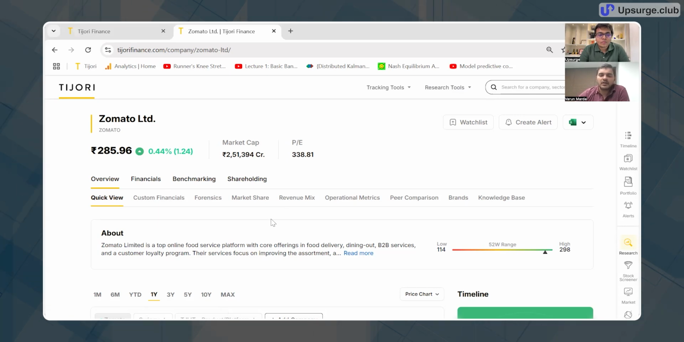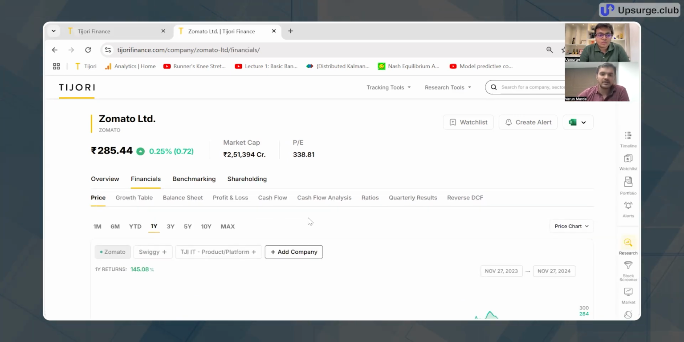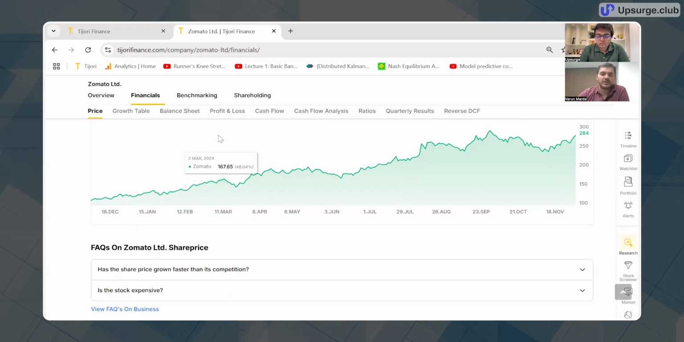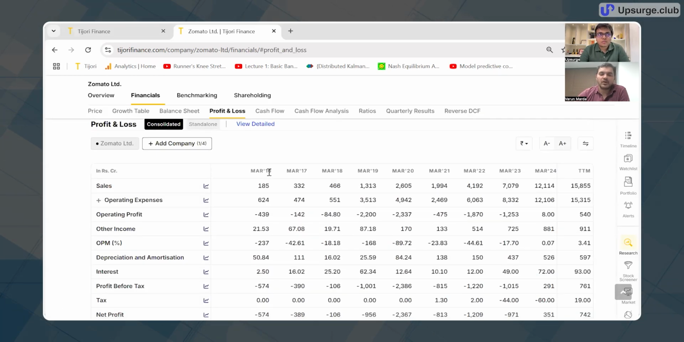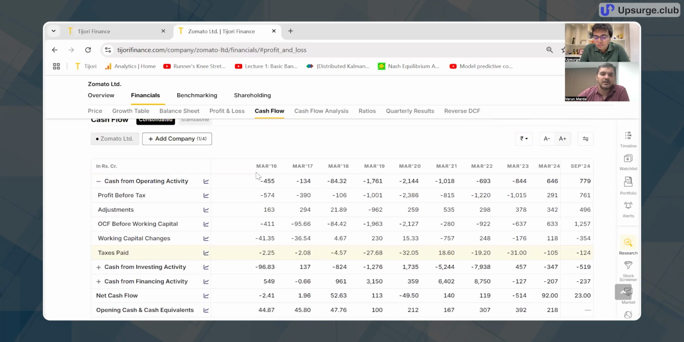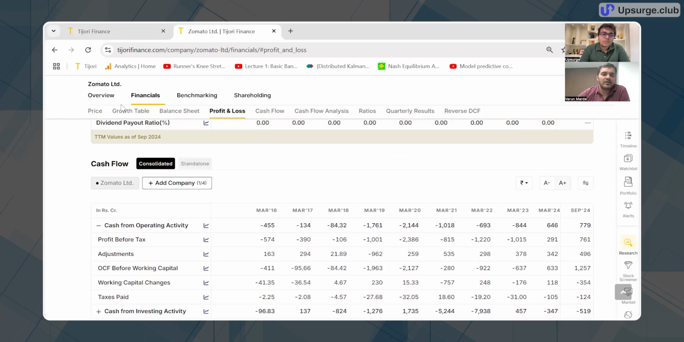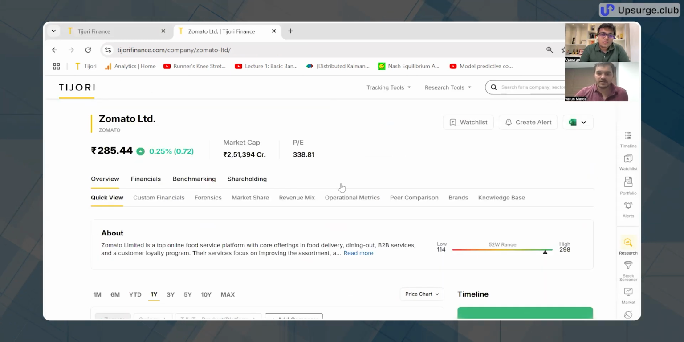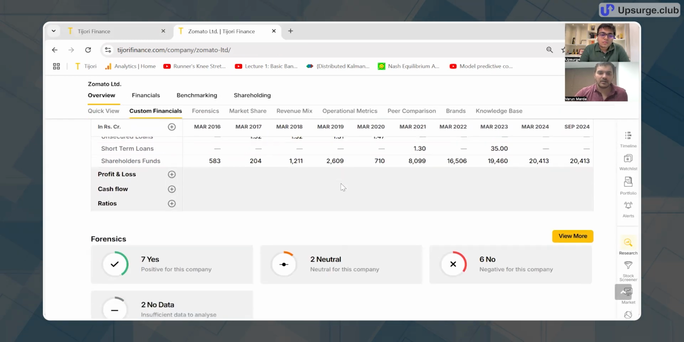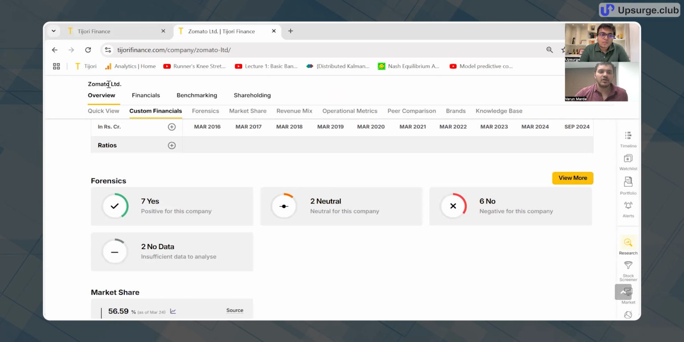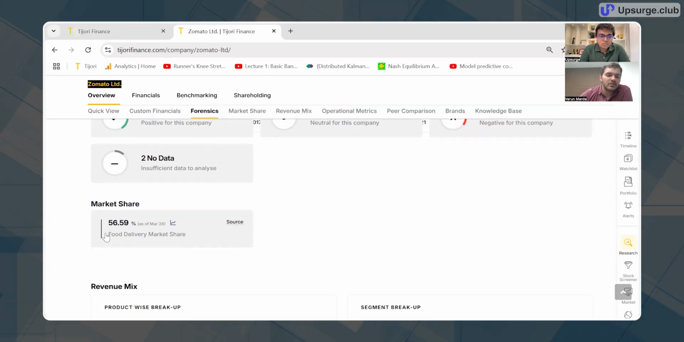Now, when you're doing research on a company, what everyone tends to focus on is, of course, price chart information and profit and loss and balance sheet and cash flow statement and stuff. Of course, we have all that on Tijori. But where we try to differentiate is, now, if I see Zomato, this is our company page of Zomato on Tijori. First thing we tell you is what is the market share of Zomato.